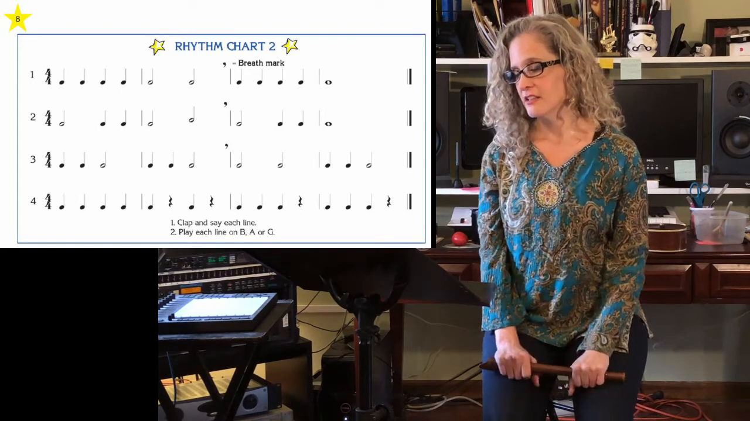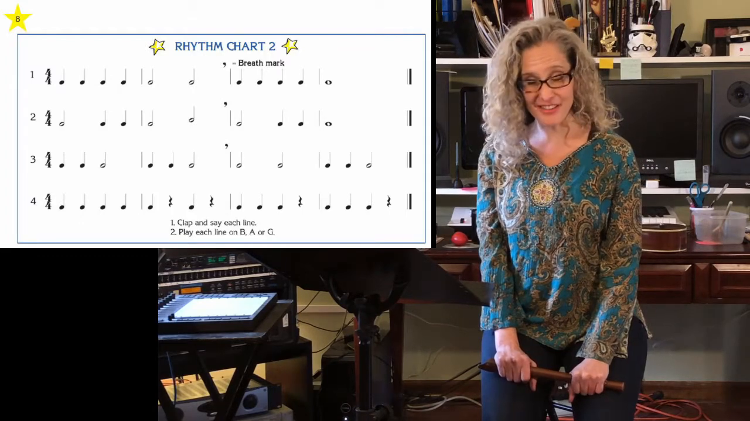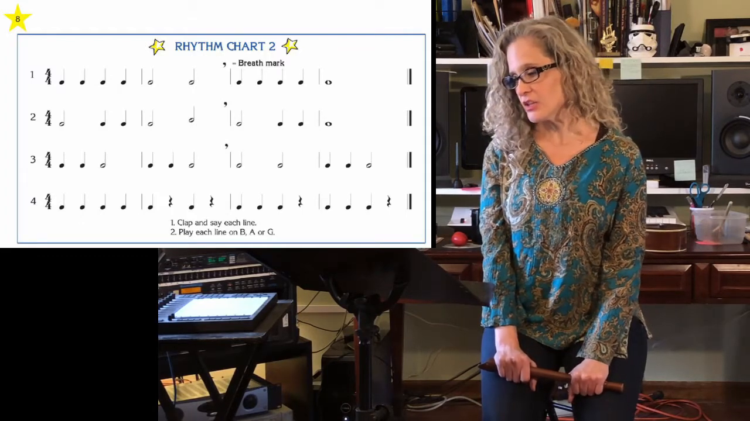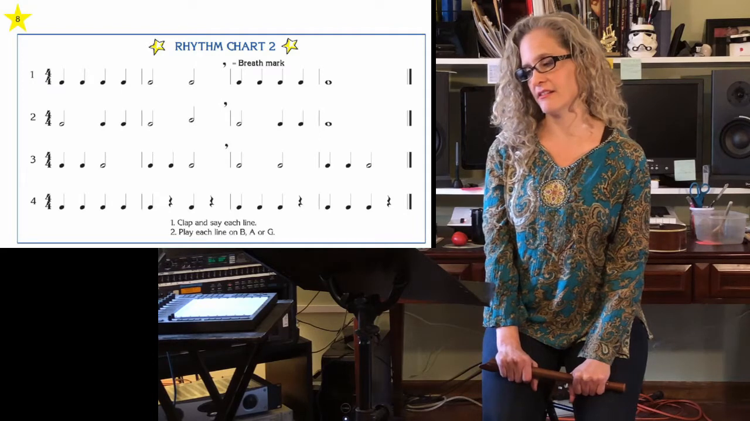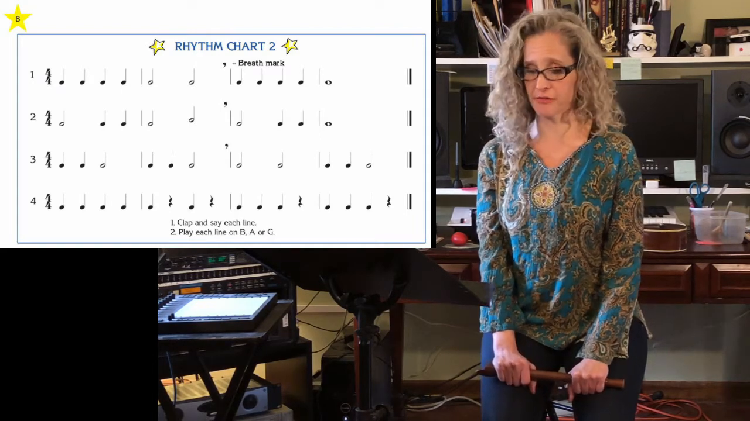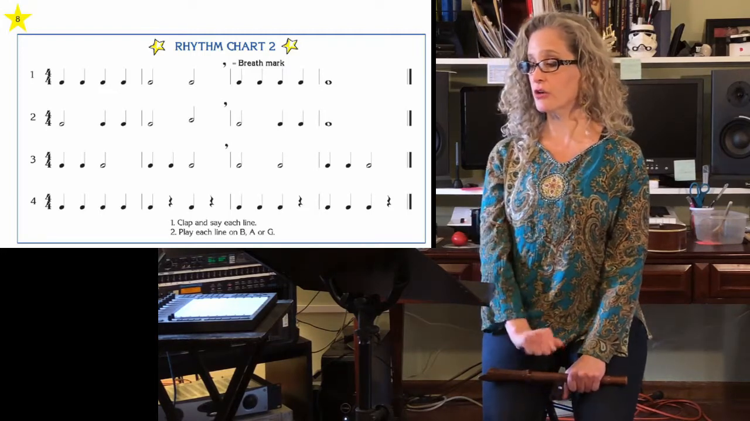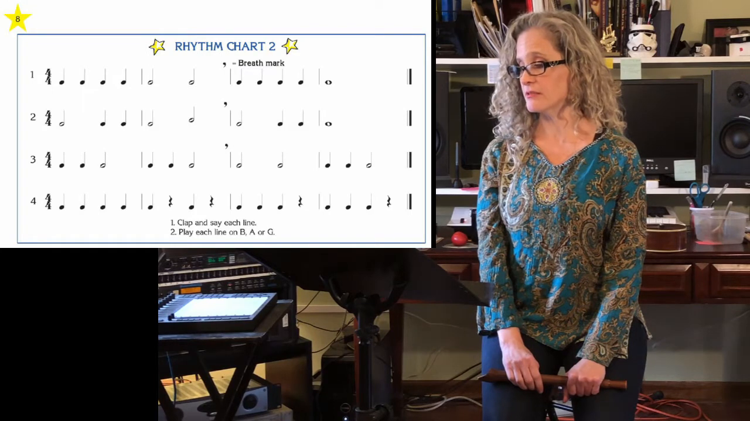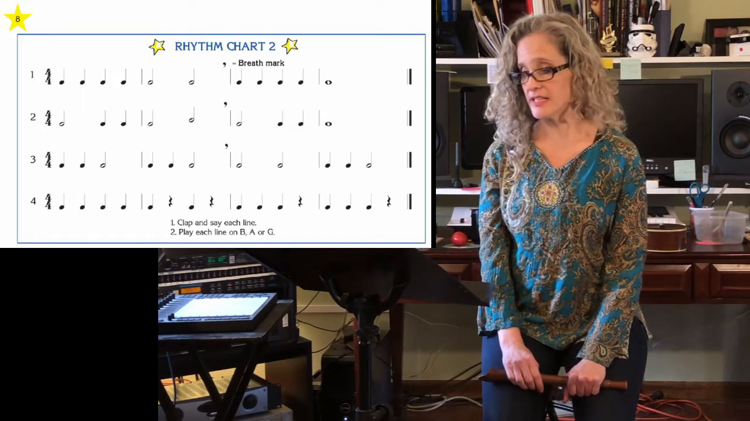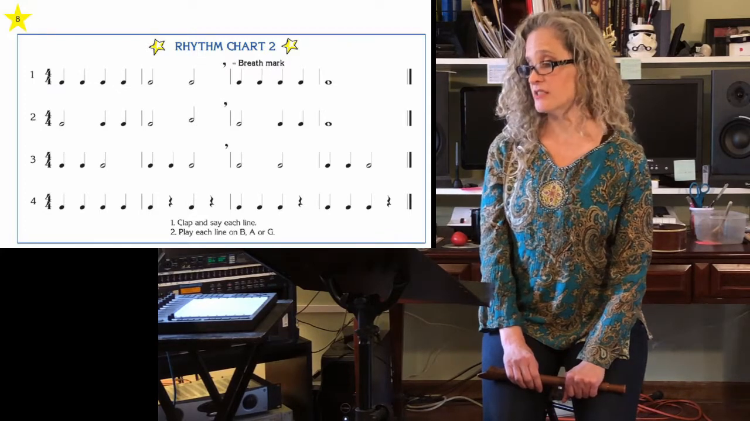All right, now looking at number 4 in our rhythm chart, we're going to speak the rhythm, and then we're going to play it on, I haven't decided yet, a B, A, and a G, or maybe all 3. We'll see. So let's speak the rhythm first. 1, 2, ready, go. Beat, beat, beat, beat, beat, beat, beat, beat, beat, beat, beat, beat.